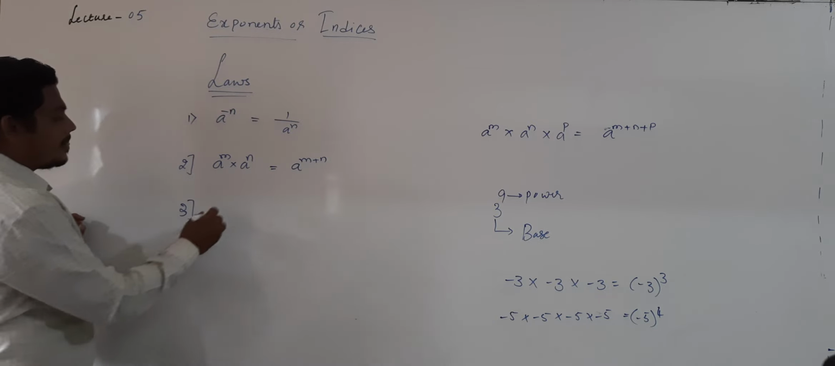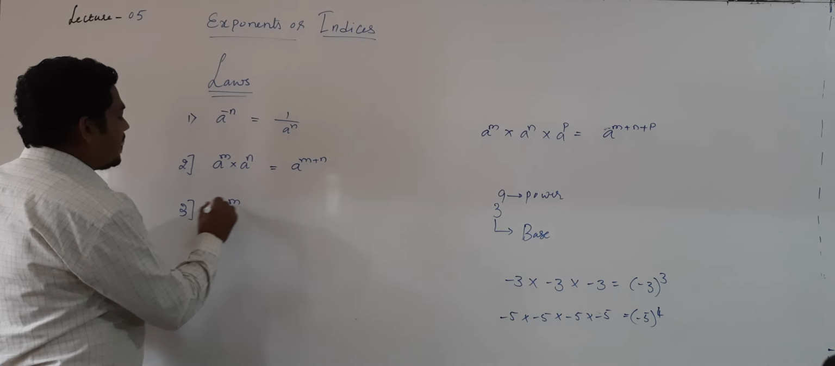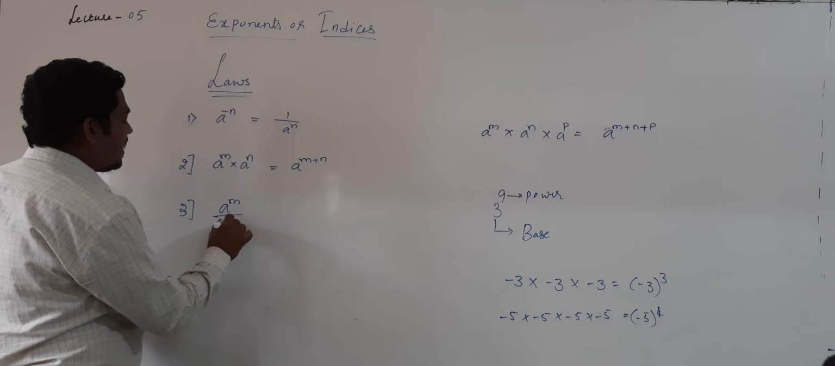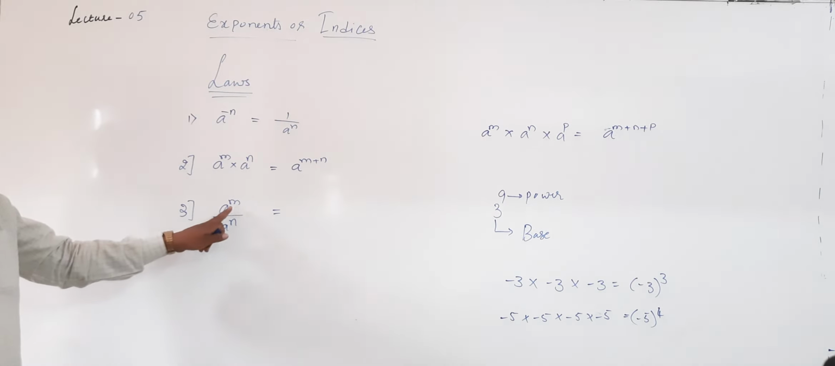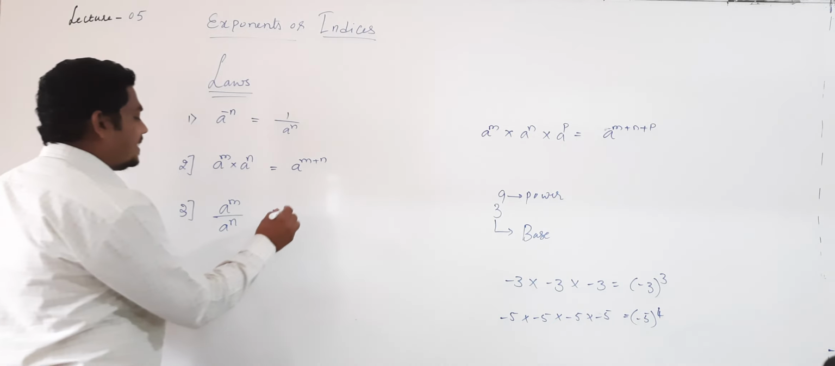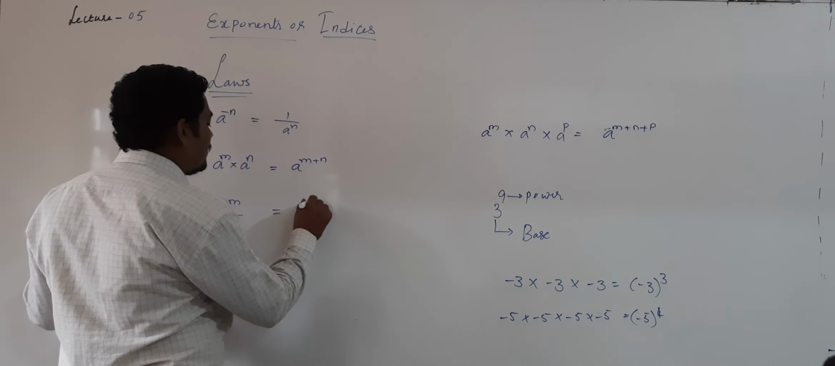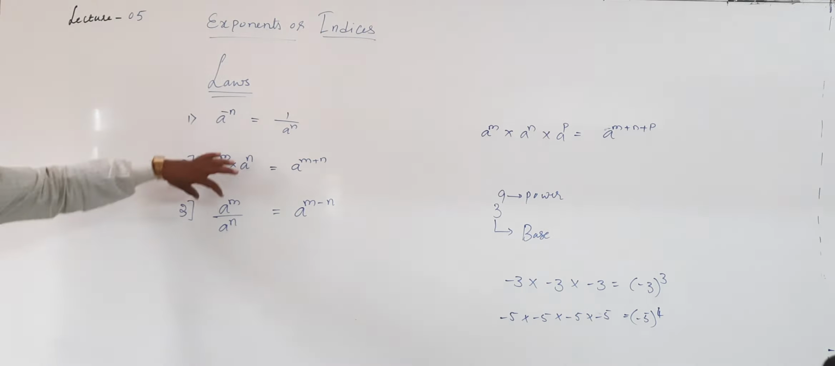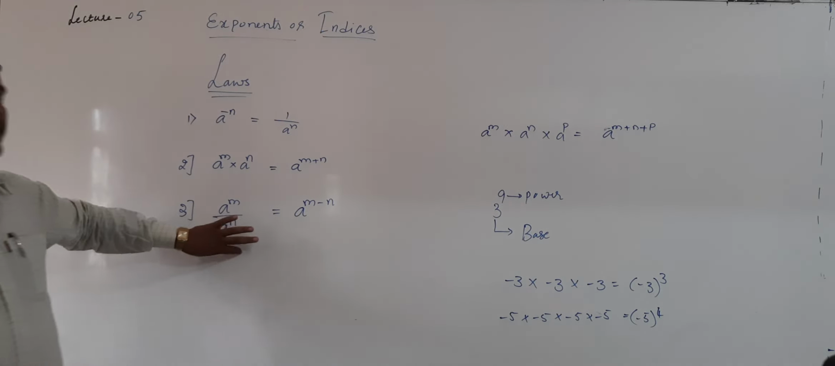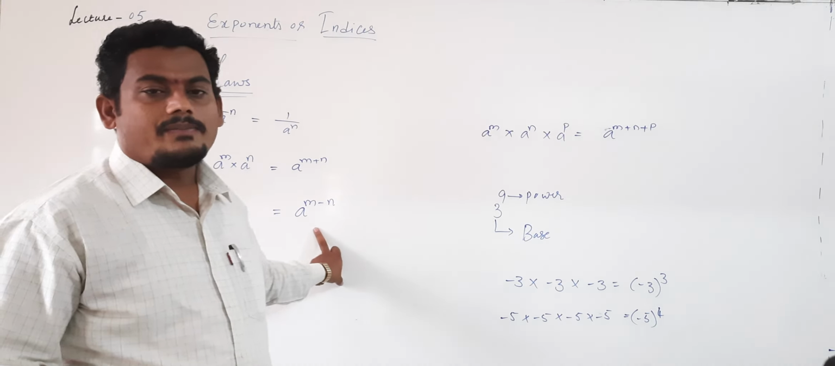Next property. A power m divided by a power n will be a power m minus n. A power m divided by a power n is equal to a power m minus n.